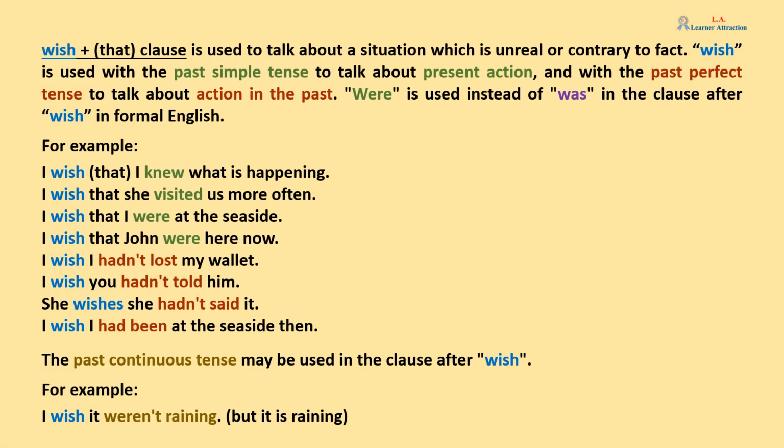Wish, plus that clause, is used to talk about a situation which is unreal or contrary to fact. Wish is used with the past simple tense to talk about present action, and with the past perfect tense to talk about action in the past. Were is used instead of was in the clause after wish in formal English. For example, I wish that I knew what is happening. That can be omitted, and therefore, you can just say, I wish I knew what is happening.